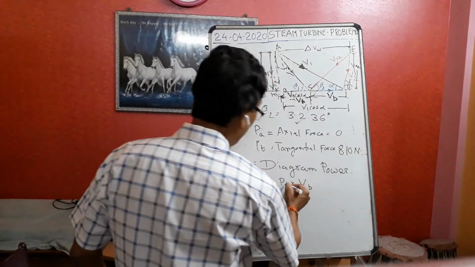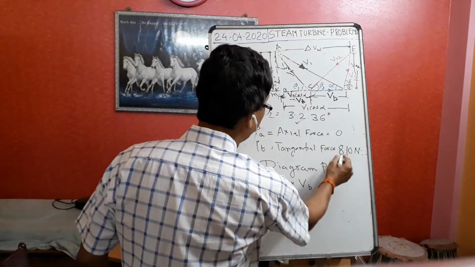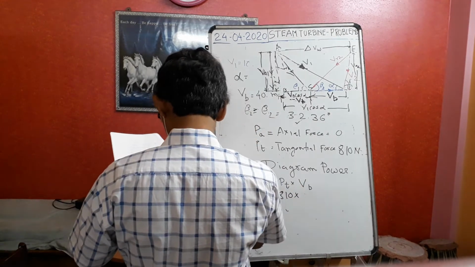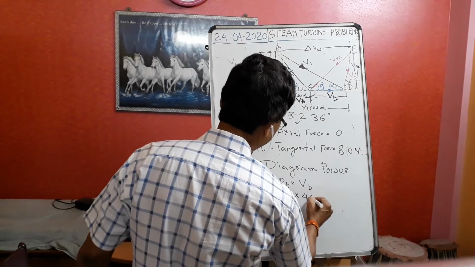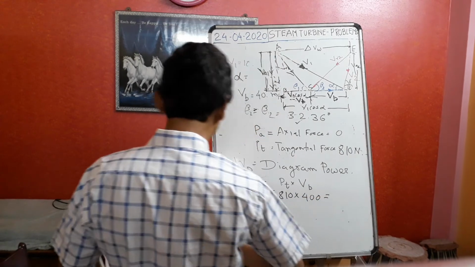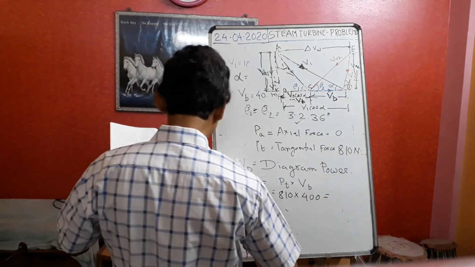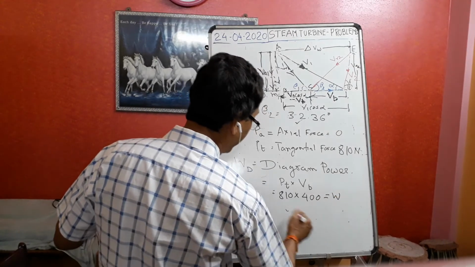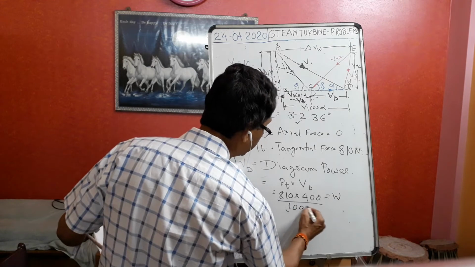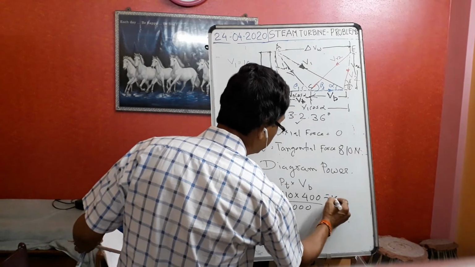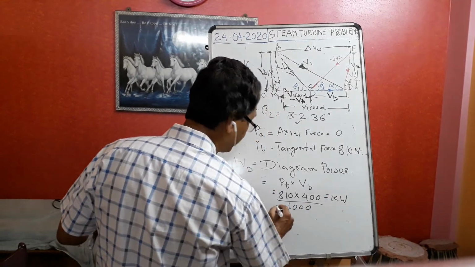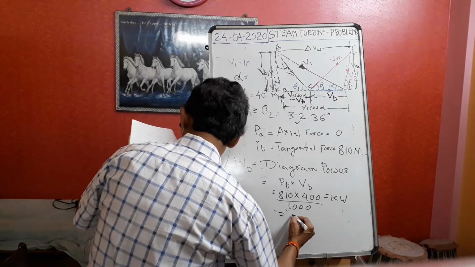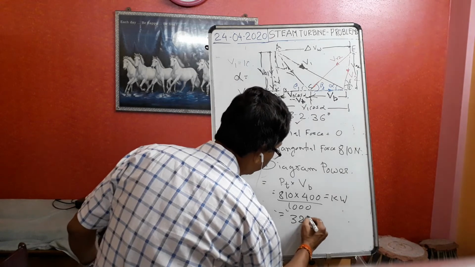I know. So what is the tangential force? 810. What is the blade velocity? Blade velocity কত ছিল? 400 is given. তাহলে what will be the power? Power will be so much watt. But it will be a very big figure, so divided by 1000, so it will come in kilowatt. So how much kilowatt will it come? So it will come 324 kilowatt.